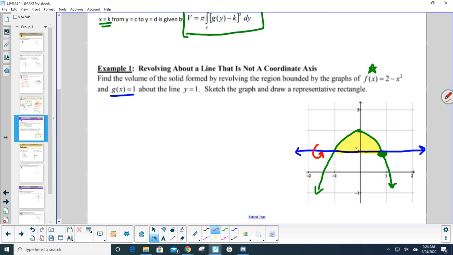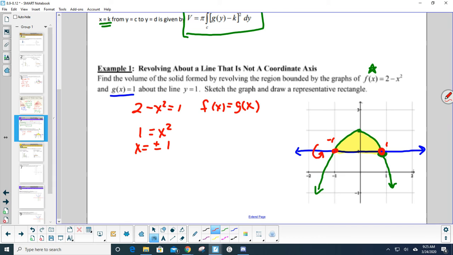So the first thing we have to do is find our bounds. We have to find this guy and that guy. So I'm just going to say 2 minus x squared equals 1. I'm just setting f of x equal to g of x. So I'm going to take the x squared to the other side. I'm going to subtract 1 from both sides. And I've got my bounds, which I already kind of knew from the graph, but I just wanted to make sure.